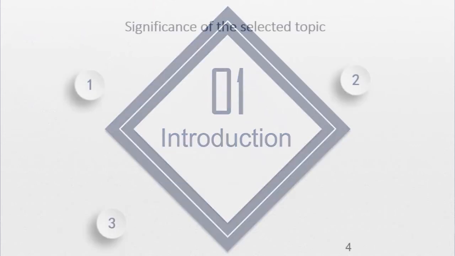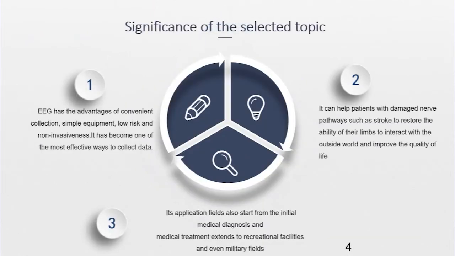So, section 1 is the introduction. EEG has the advantages of convenient collection, low cost, low risk, and no invasiveness. It has become one of the most effective ways to collect data. It can help patients with dormant neural pathways, such as stroke, to restore the ability to interact with the outside world and improve their quality of life. Its application fields also start from the initial medical diagnosis and medical treatment, and extend to recreational fields and even military fields.